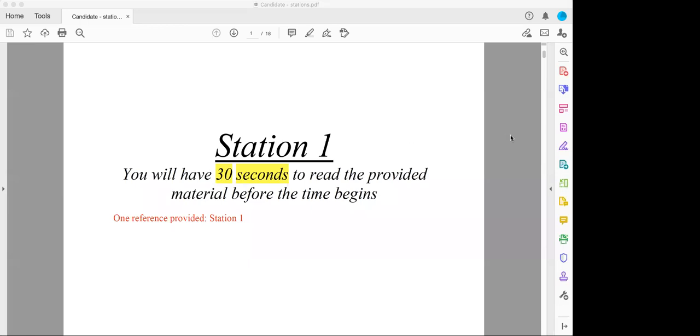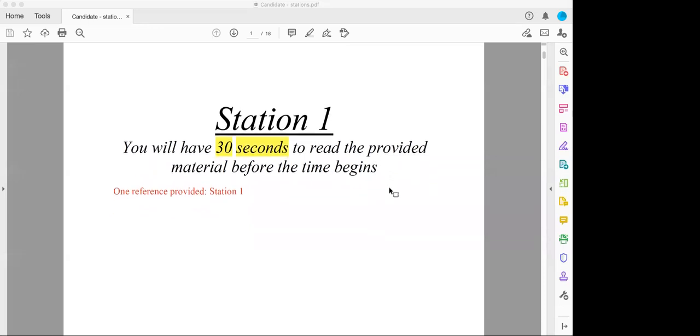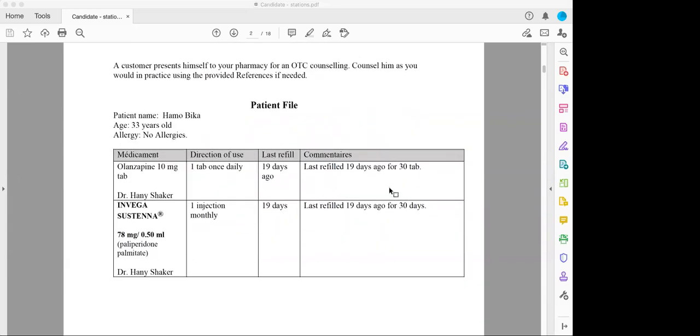One moment. Okay, Muhammad, you have 30 seconds, you can check the reference. After 30 seconds, Gazuli, we start. Okay, 30 seconds and we're gonna start. Okay, let's start.